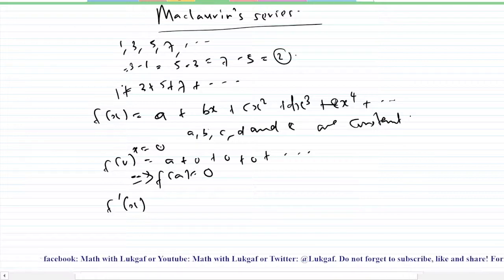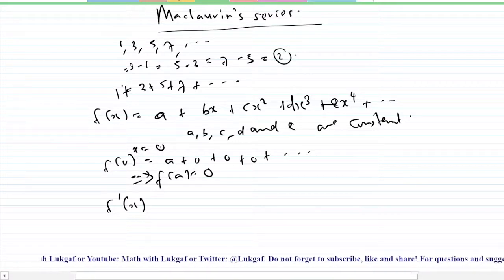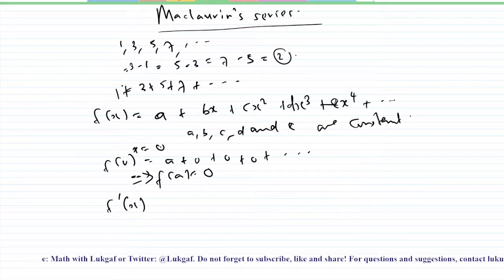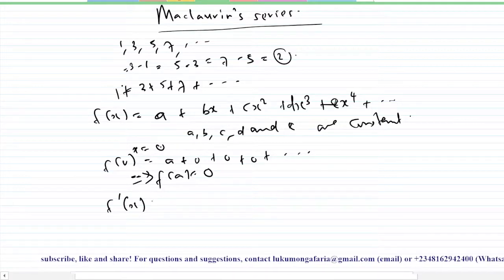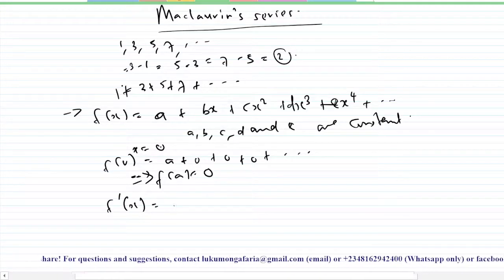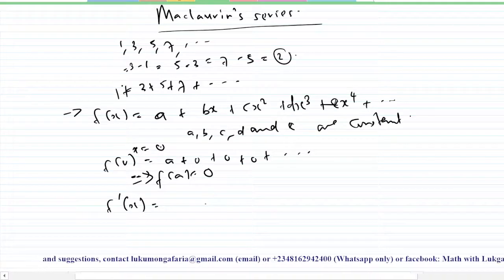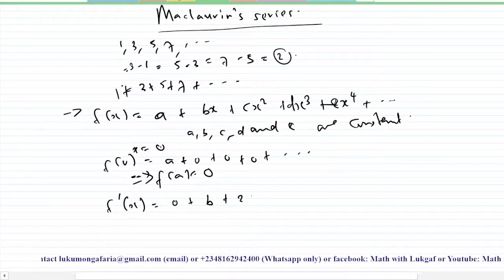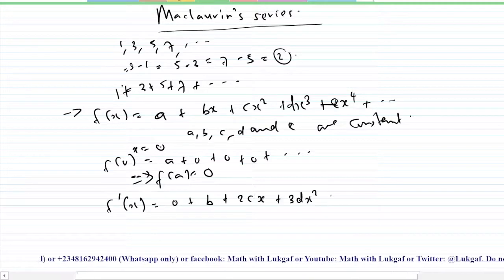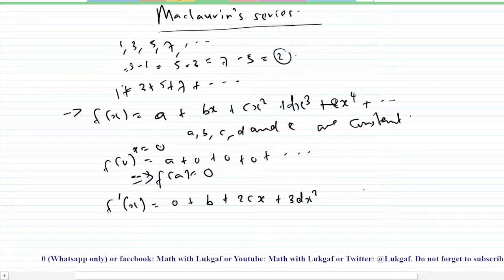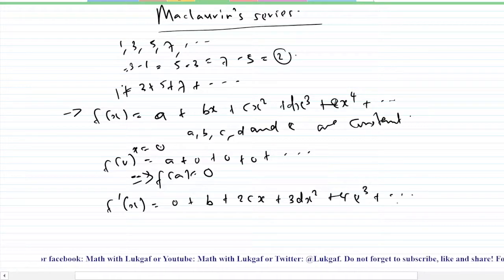Okay, to proceed now, if I make my f prime of x, you know your f prime of x, that is to differentiate this guy, then I'm going to have the derivative of the constant is 0, the derivative of bx will give me b, 2cx, 3dx squared, then plus 4ex raised to power 3 plus dot dot dot.